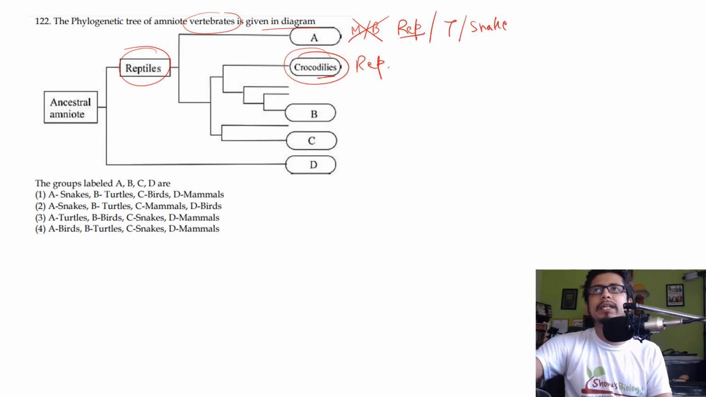We need to know what came earlier than crocodile. Think about it. Turtles have been present on the earth for more generations and more time compared to the snakes. If you know that, then obviously A must be turtles. So A should be turtle. We know A is turtle there.